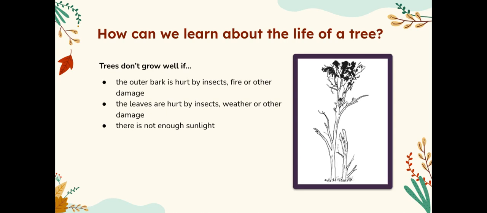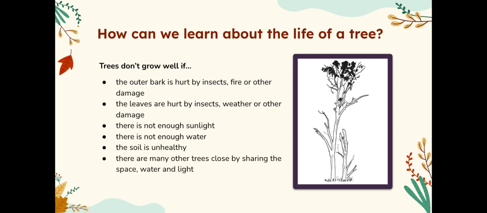It's often caused by being crowded out by taller trees taking up their resources like sunlight and water. Sometimes the lack of water is caused by competition with other trees and plants. Sometimes it's caused by drought, which is a weather condition. If the soil is unhealthy, it's hard for trees to grow well because that's where they get many of their nutrients from. And again, they can be crowded out if there are too many other trees close by sharing the space, the water, and the light. And again, if the area is polluted, that can really impact how well a tree grows.